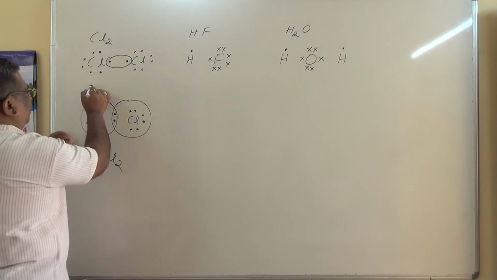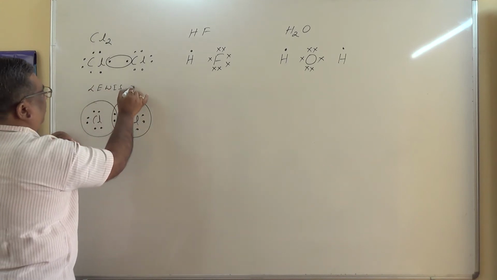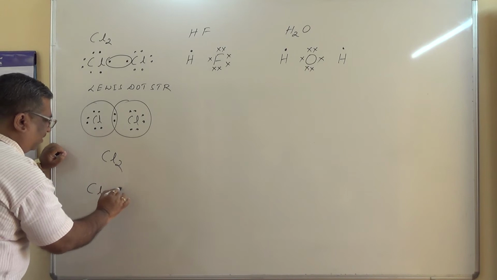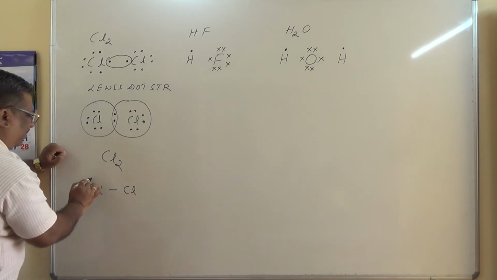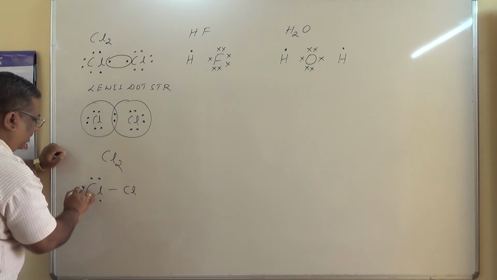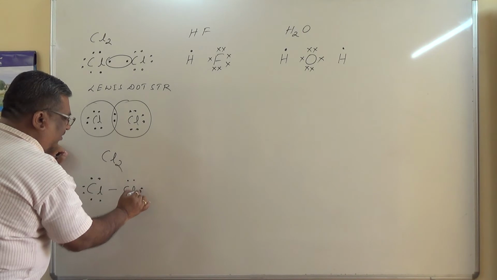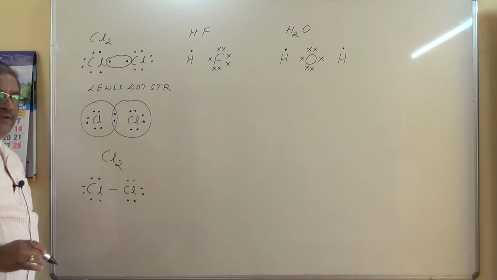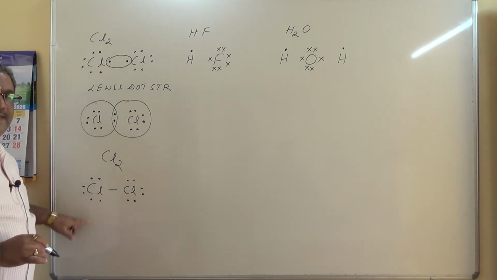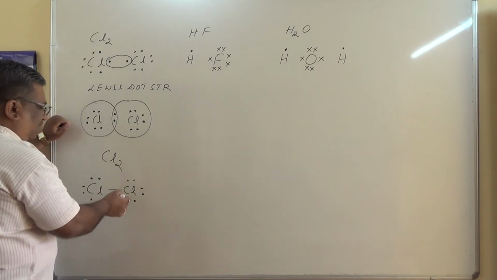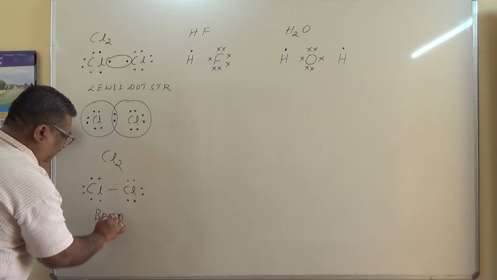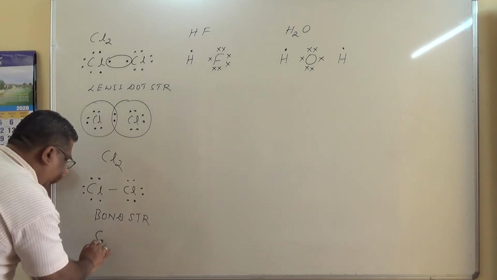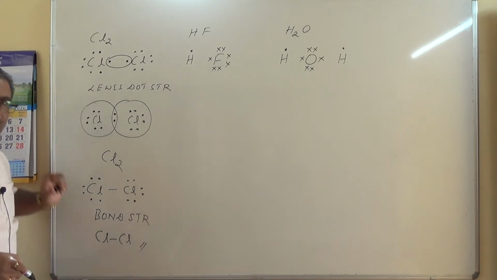This is a Lewis dot structure. What about the bond structure? This you can simply represent like this: chlorine single bond with chlorine. And it is preferable to represent the lone pair electrons also, or non-shared pair of electrons. This is a shared pair, and all these are lone pair electrons. Here this is a bond structure. Sometimes we may not show these electrons. It's okay, simply you can write Cl, Cl like this also. This is also acceptable.